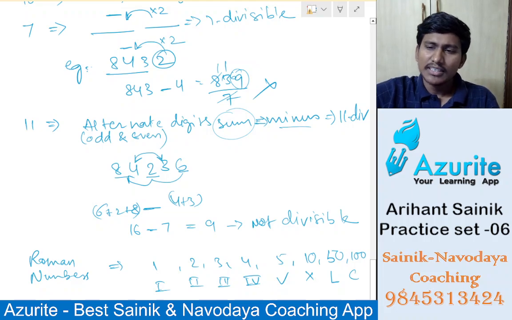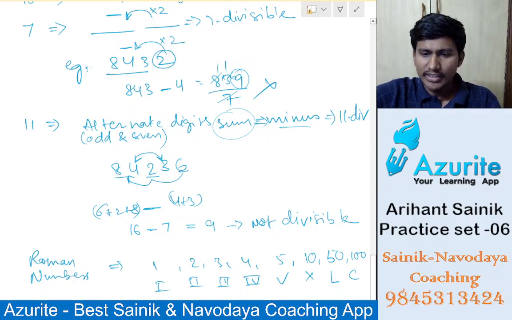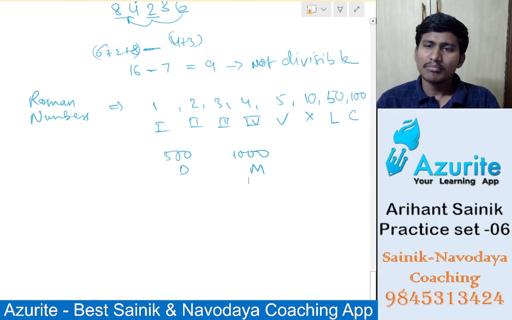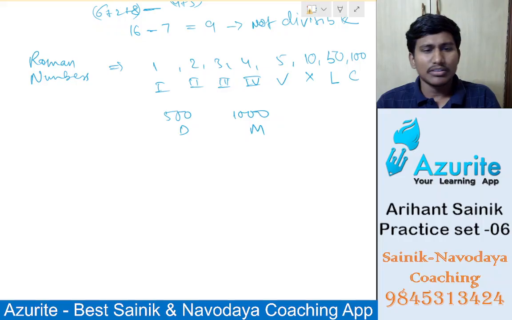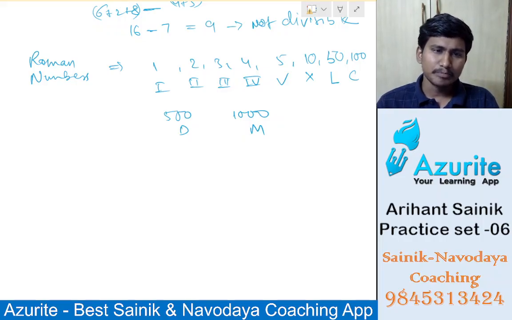After 100 what will come? Yes, 500, 1000, yes, 500 means D, 1000 means M, got it? Yes, these are the Roman numbers, okay. So you already know, so I will not go in deep, okay. Let's go to the next chapter now, that is fundamental operations, okay.